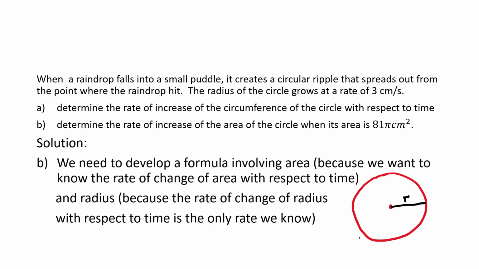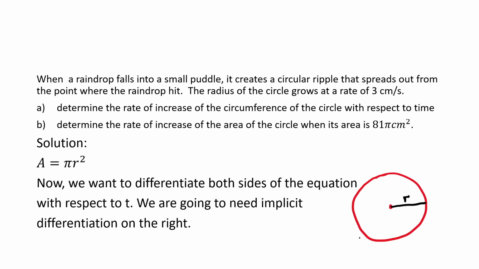Now, for the second part, again, we know the rate of increase of radius with respect to time. We want to know the rate of increase of area with respect to time. So we're going to have to get a formula for the area in terms of the radius. Well, we have such a function. We've known this one since grade 8. Area is equal to pi r squared.